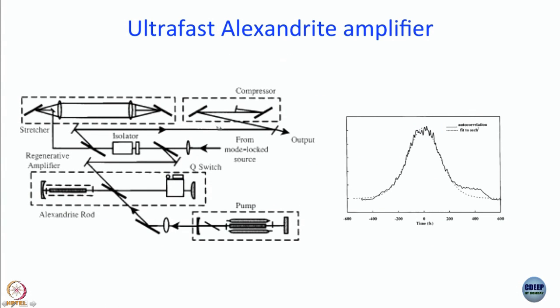You have a Ti:sapphire laser as the source. It is not even shown here. You have a stretcher. You have a compressor here. The optical isolator is what separates the incoming and outgoing beam. And here you see this pump laser is also Alexandrite, a diode pumped Alexandrite laser. So it's DPSS. And the Alexandrite rod is used as the gain medium in the amplifier.